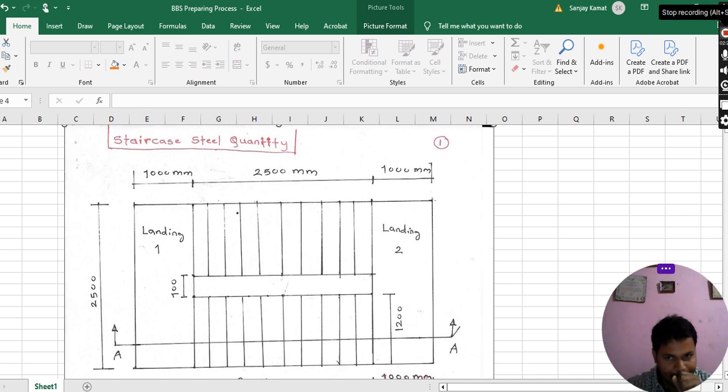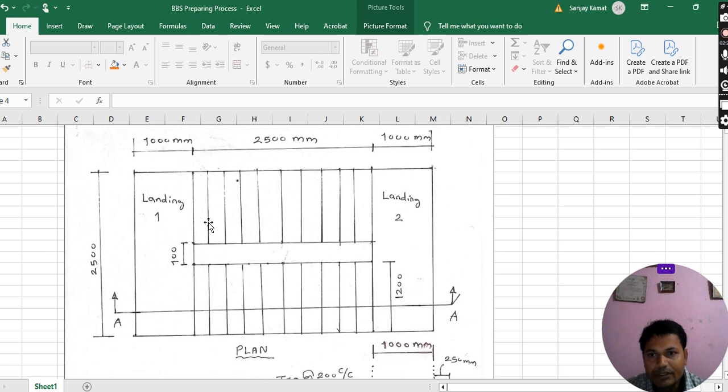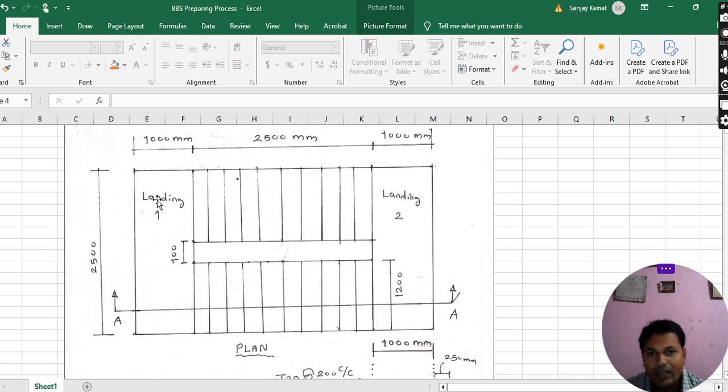See here, this is a staircase, with landing one and landing two, as you can see in this figure. Are you able to see? Here is landing one, the starting of the staircase. We move from step 1 to step 2, step 2 to step 3, step 3 to step 4, similarly step 4 to 5, 5 to 6, 6 to 7, and similarly we reach up to landing two. From landing two we move to the left hand side.